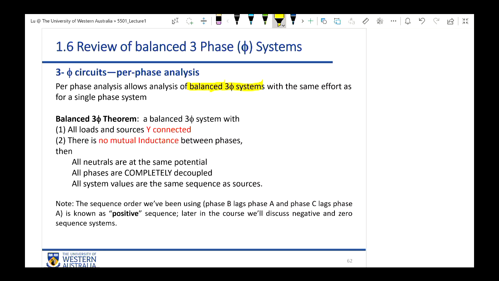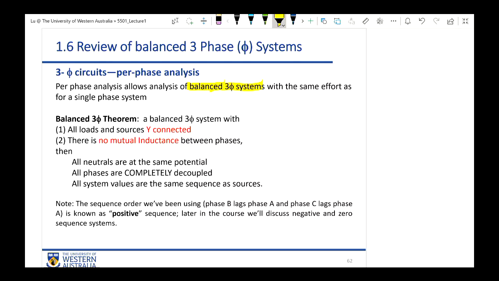So here we can assume for all the balanced three-phase power system, the connection pattern is Y pattern. It's much easier for us to do analysis and calculation. And there's no mutual inductance between phases. In other words, you can do the calculation for one particular AC circuit, one single phase, without considering the interaction with other phases.